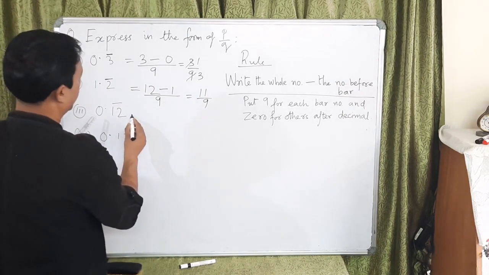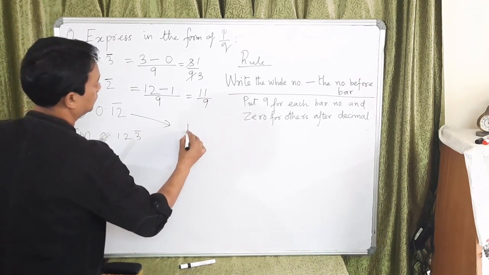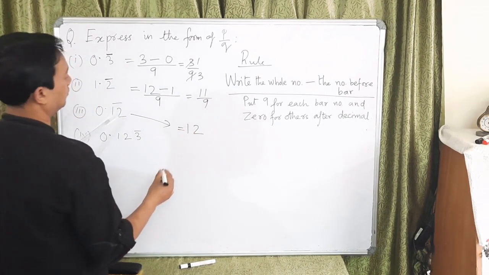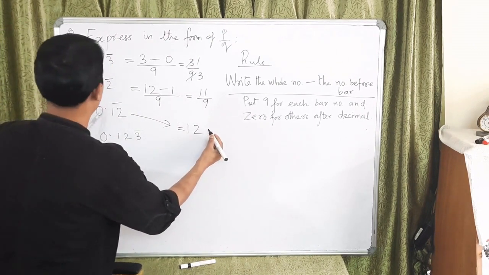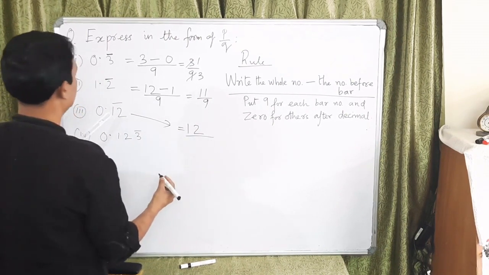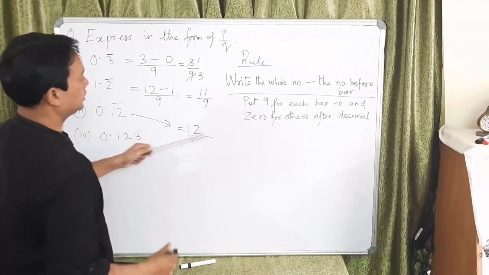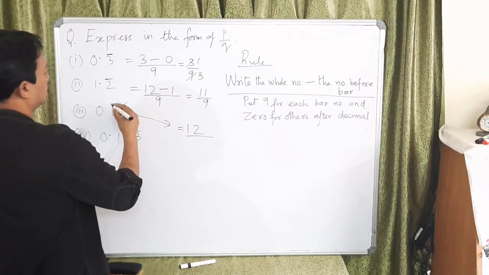Then if you look at this one, the whole number is 12. Without looking at the decimal, the whole number is 12. Minus the number before the bar. There is no number before the bar, so we don't have to subtract any number. And how many bar numbers? Put below, that's the denominator here. Put 9 for each bar number. We have 2 bar numbers here, 1, 2.